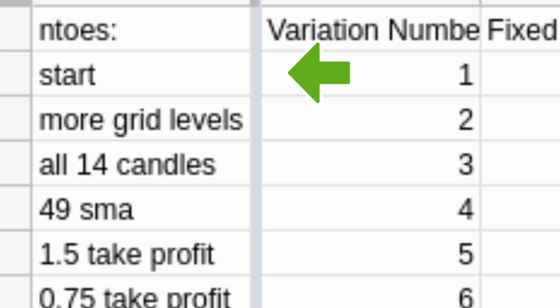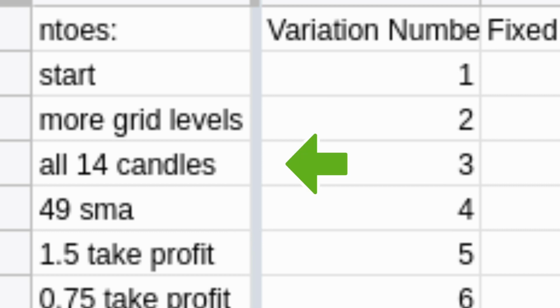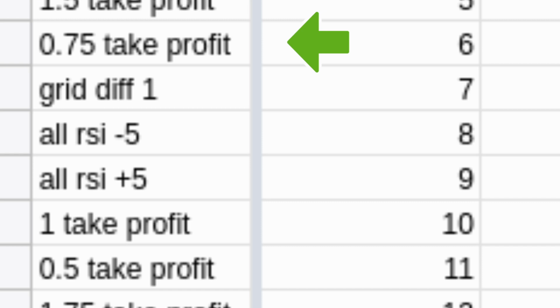The first variation will be Alfred's settings. The second variation will have more grid levels. Third variation will use only 14 candles for all indicators apart from the SMA. Fourth variation will use 49 SMA. Fifth variation will have 1.5% take profit. Sixth variation will have 0.75% take profit. Seventh variation will have grid difference of 1 rather than 2. Eighth variation will have all RSIs be -5. Ninth will have all RSIs +5.